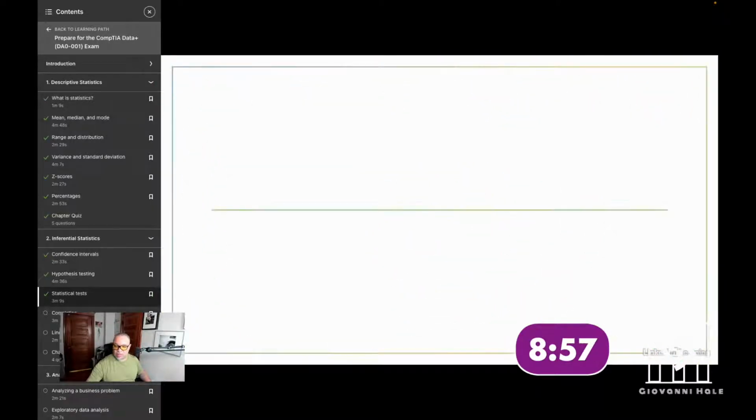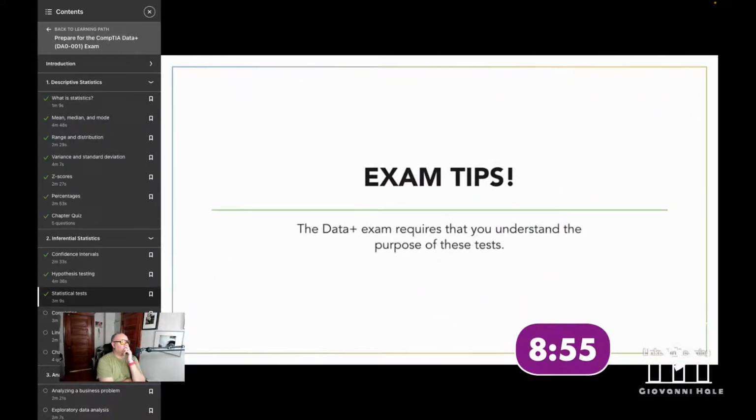As you prepare for the Data Plus exam, you won't have to worry about actually performing these tests. While you do need to know how to compute descriptive statistics such as mean, median, mode, variance, and standard deviation, the exam objective for inferential statistics is different. You only need to be able to explain the purpose of inferential statistical methods, such as t-tests and chi-square tests.